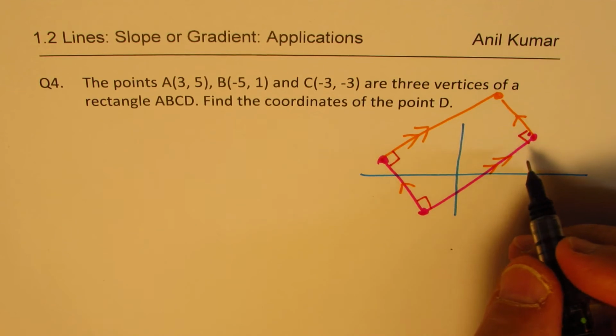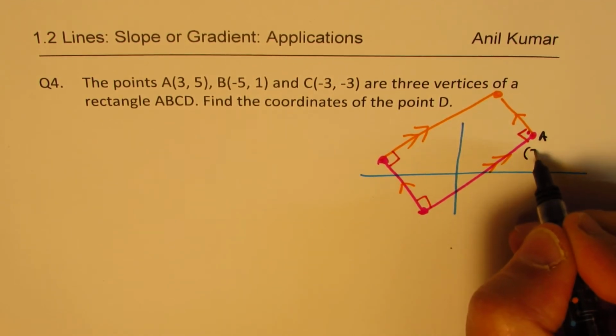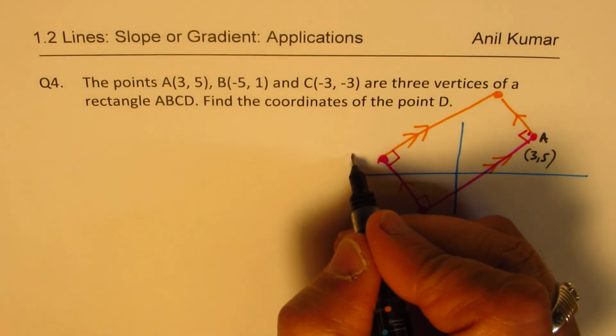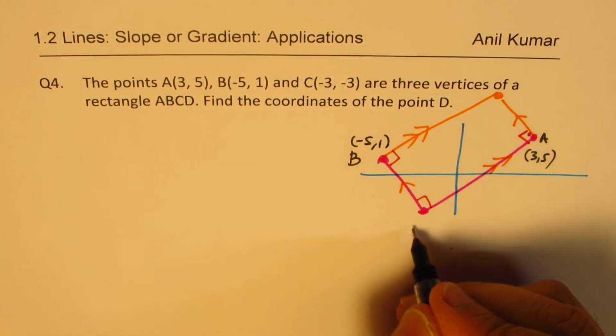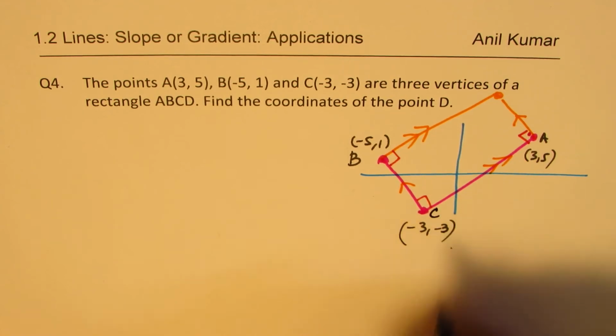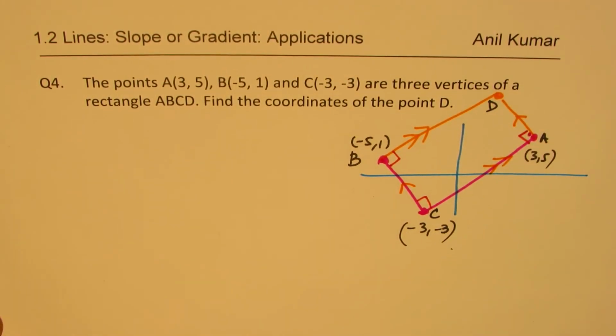So we are given a point A, which is 3,5. Let me write down. B is minus 5, 1. So B is minus 5, 1. And C is minus 3, minus 3. We need to find this point D. How do we figure this out?